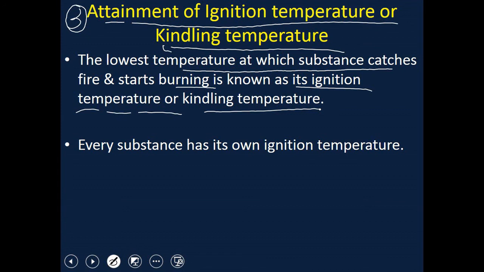So what is kindling temperature? What is ignition temperature? It is the lowest temperature at which a substance catches fire. If that lowest temperature is not reached, the substance will not catch fire. Remember this thing. So the fuels which have very high ignition temperature, very high kindling temperature, can be stored safely at room temperature. But the substances which have very low ignition temperature, we have to take extra care to store them. So every substance has its own ignition temperature. That is another important point you have to keep in your mind.